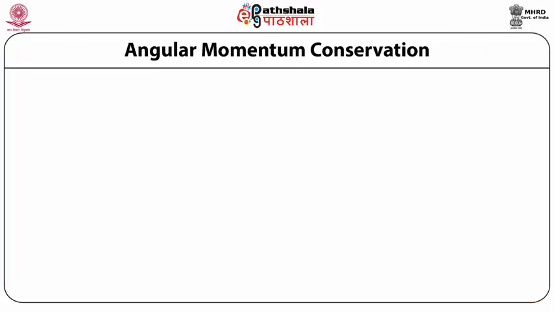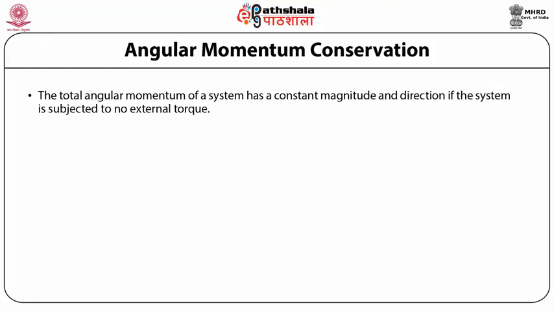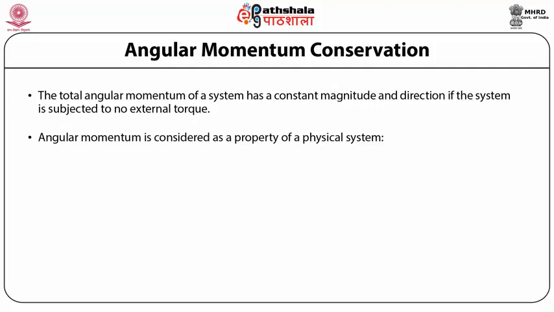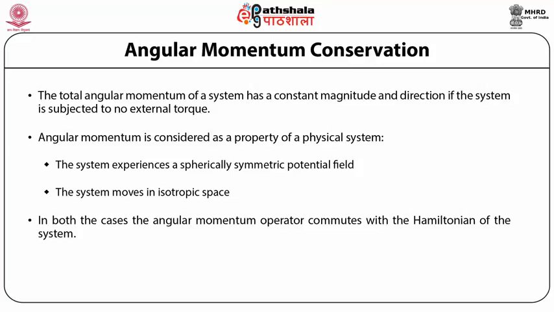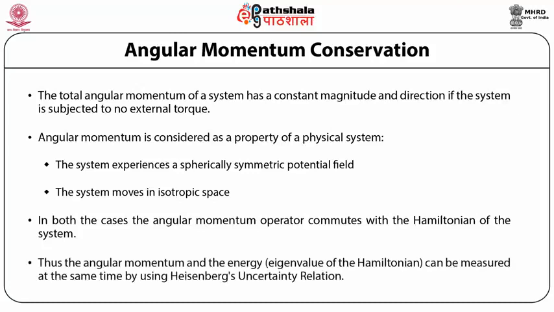Angular momentum conservation. The total angular momentum of a system has a constant magnitude and direction if the system is subjected to no external torque. Angular momentum is considered as a property of a physical system. The system experiences a spherically symmetric potential field. The system moves in isotropic space, and in both the cases, the angular momentum operator commutes with the Hamiltonian of the system. Thus, the angular momentum and the energy eigenvalue of the Hamiltonian can be measured at the same time, as allowed by Heisenberg's uncertainty relation.